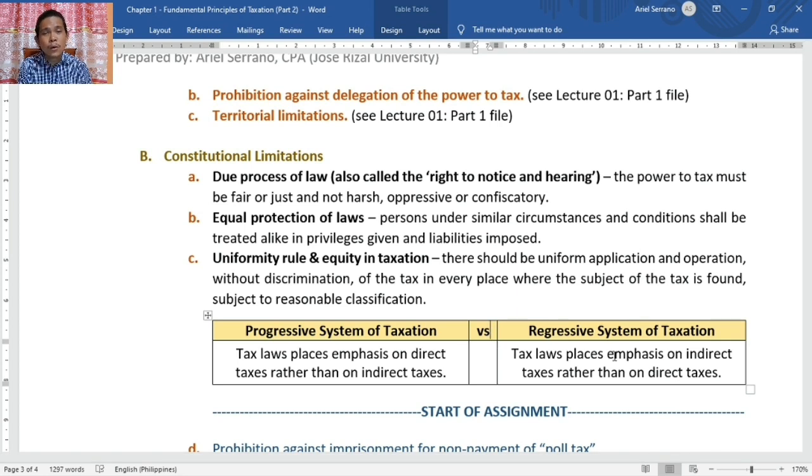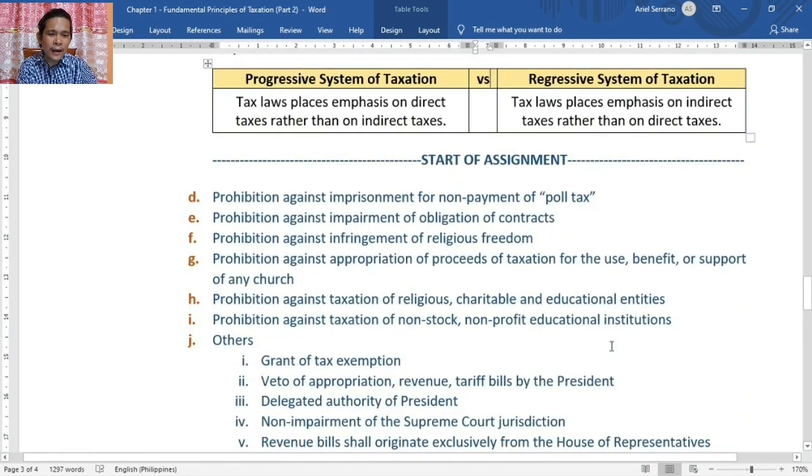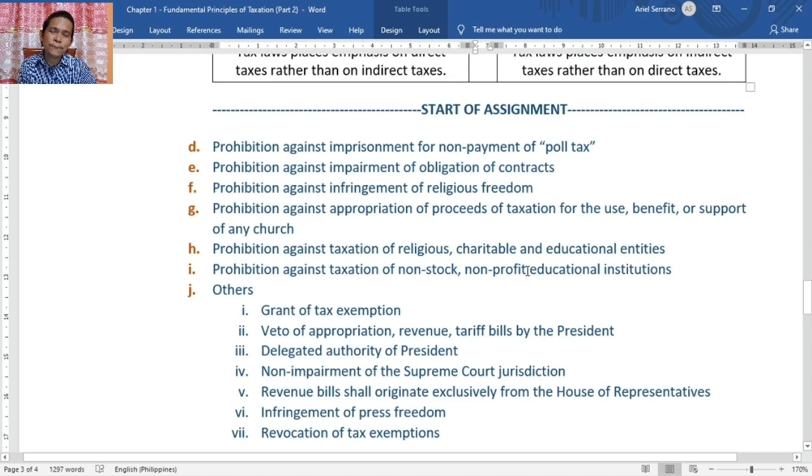So, these are the constitutional limitations. But of course, that is not all. I will just leave this to you as an assignment.